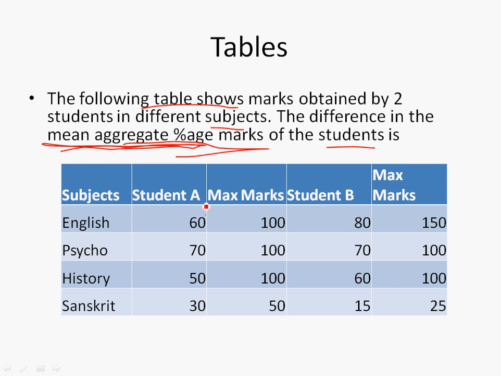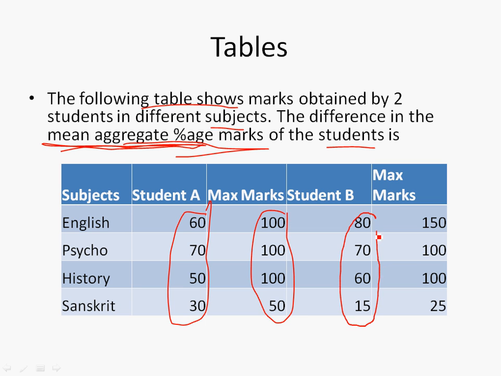So let us look at how to approach this question. We have to find the percentage of each student. Student A scored these many marks, and this was the maximum marks. Student B scored these many marks out of these maximum marks. So how to find percentage? Add these and divide by this, and that would be the percentage. So it would be 60 plus 70 plus 50 plus 30. It would become 210.